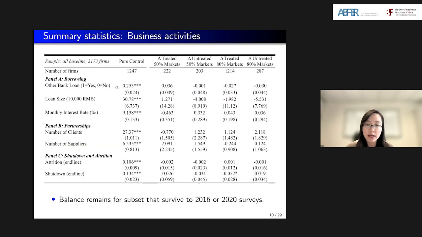At the baseline, only 25% of our sample firms say that they have received a loan from a formal bank before, but most of them still say it's very difficult to get loans from formal sources because it normally requires collateral or guarantors from the government. And we have an attrition rate of about 11% from baseline to endline survey. And there's also an additional 30% of firms that closed down during this sample period. But we can see from the table that most of the variables are balanced between different treatment arms.